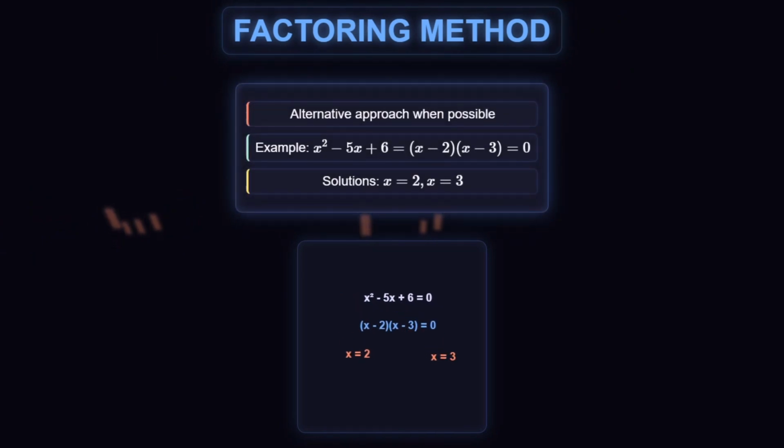Factoring is an alternative method when possible. For x squared minus 5x plus 6 equals 0, we factor to get (x minus 2)(x minus 3) equals 0. This gives us x equals 2 and x equals 3. While faster when applicable, the quadratic formula works for all cases.